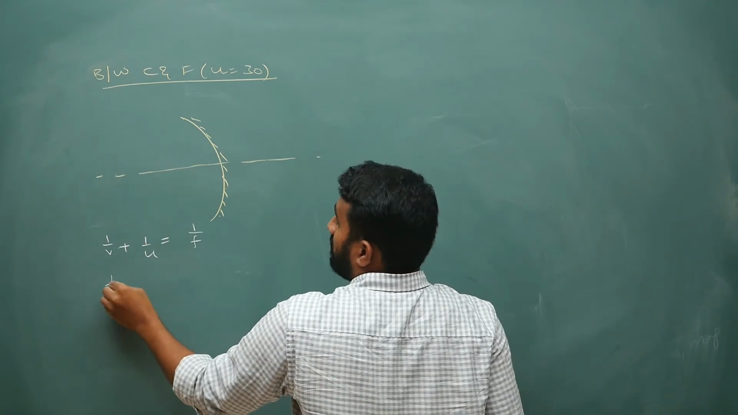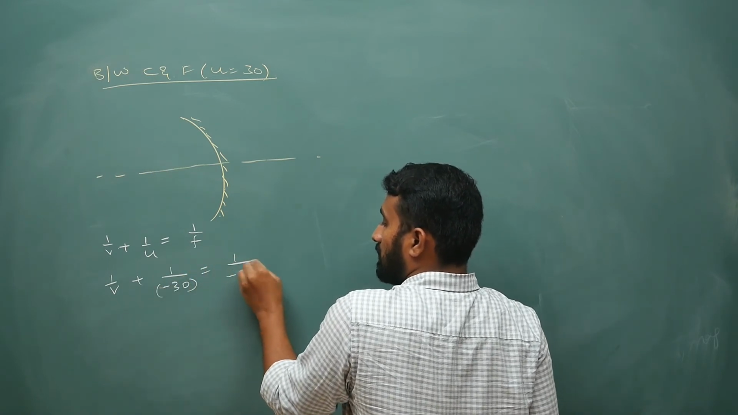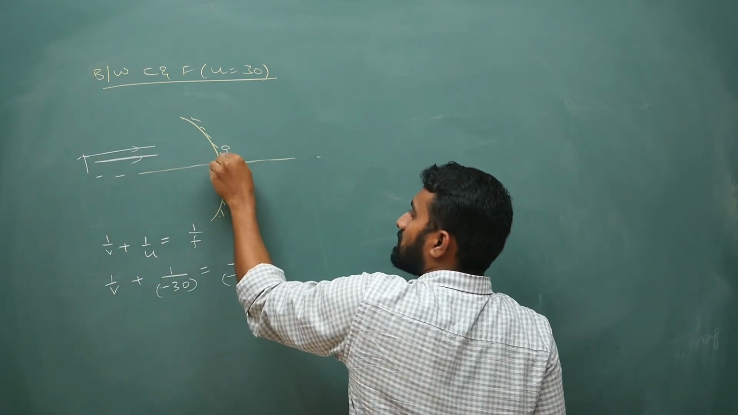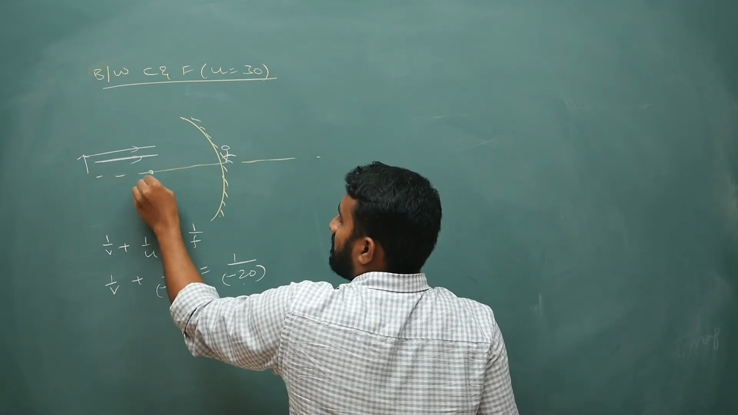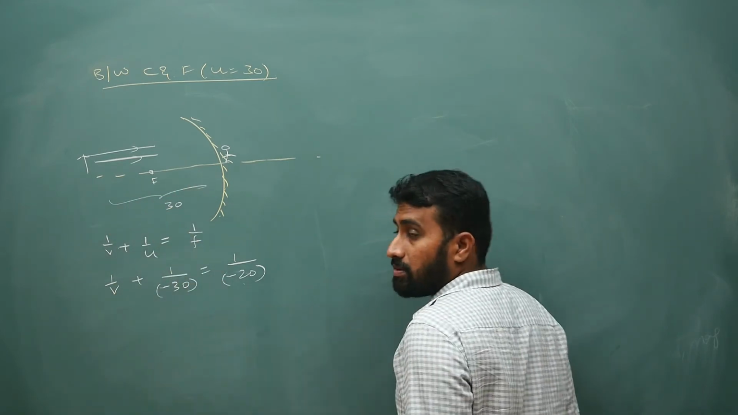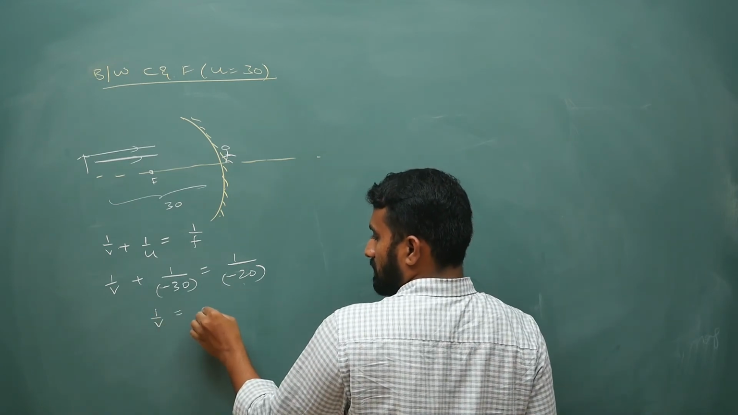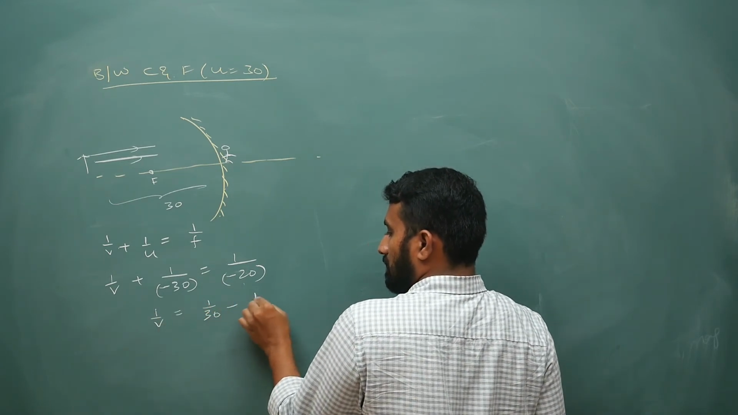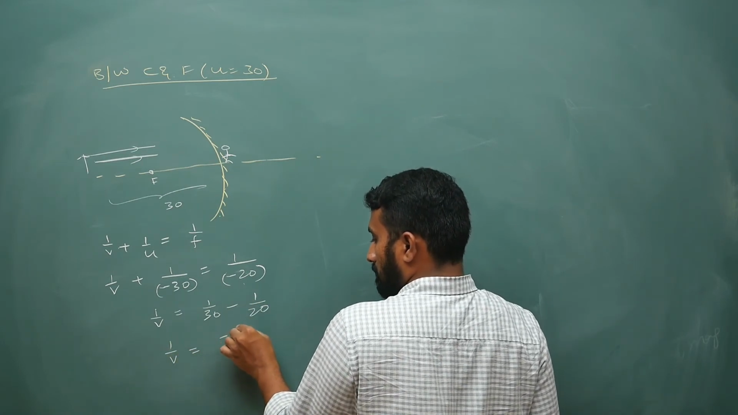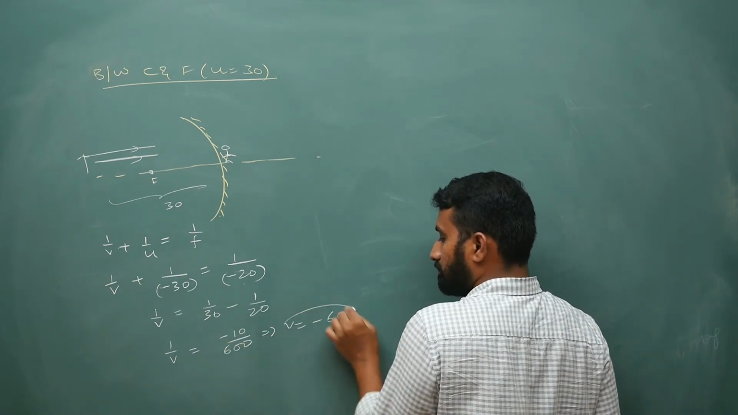now what will the answer be here is 1 by v plus 1 by u is equal to 1 by f. 1 by v plus 1 by u is minus 30, that is equal to 1 by f is minus 20. Because from here rays will come like this, you are measuring against the pole, your f is 20, so this distance is 30. So that is why minus 30, because against incident ray. So that will give you 1 by v is equal to 1 by 30 minus 1 by 20. 1 by v is minus 10 by 600, v is equal to minus 60.